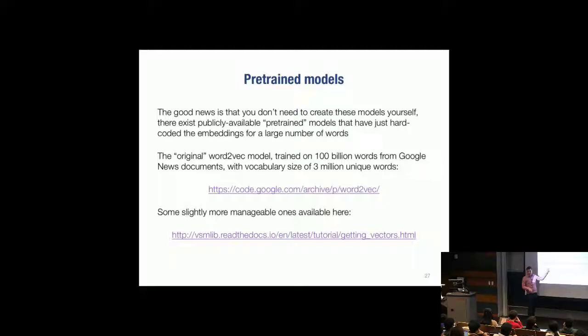But if you want a little bit more manageable ones, there are some smaller ones here that have much fewer words. They're trained on Wikipedia, these ones. They have much fewer words, but they still work pretty well, right? And so for common words, they're still going to work.